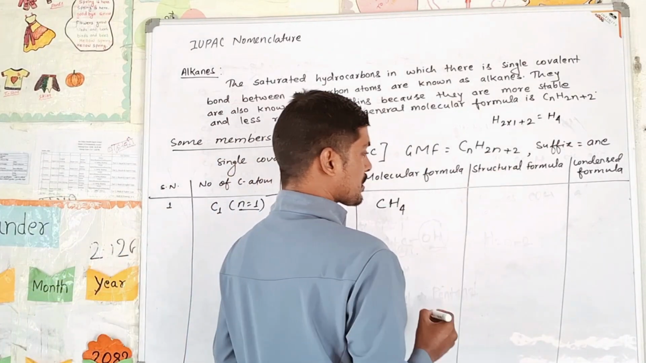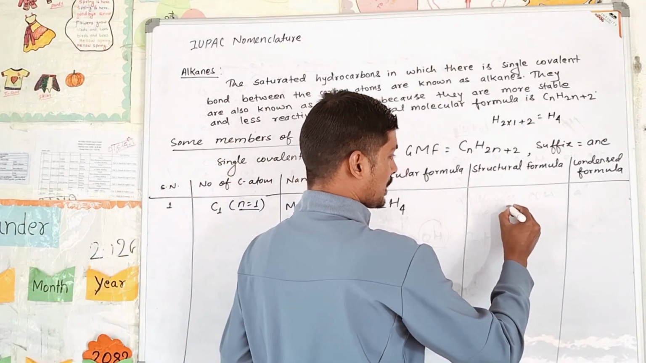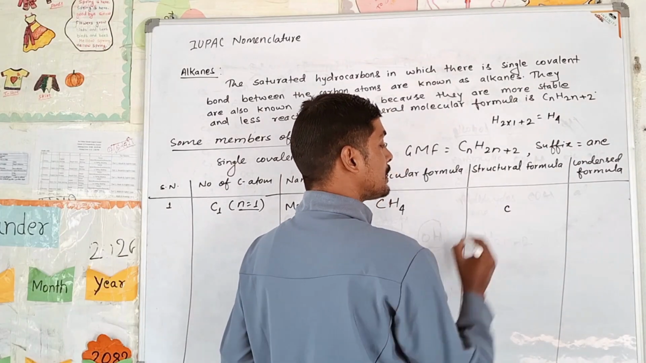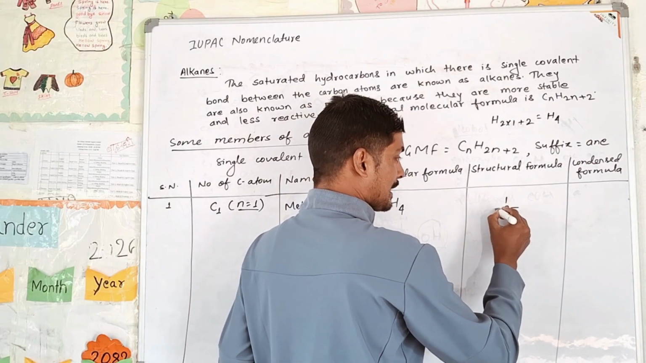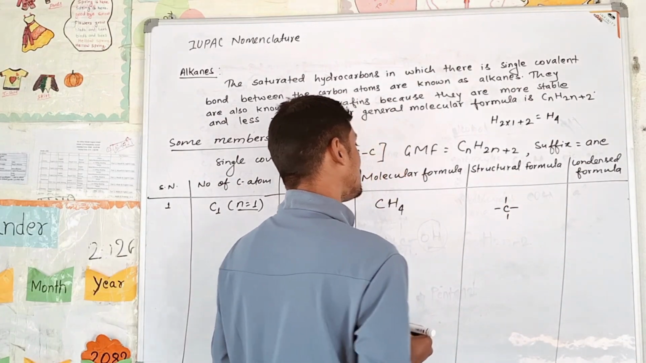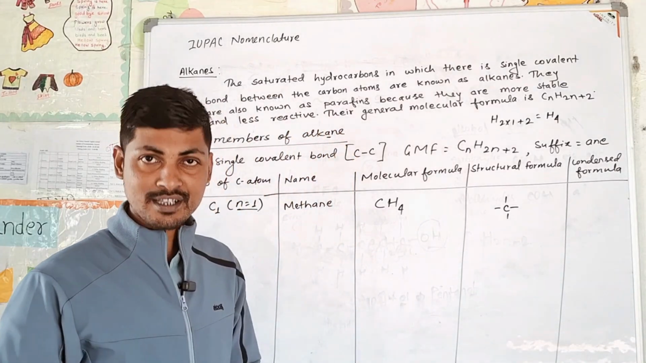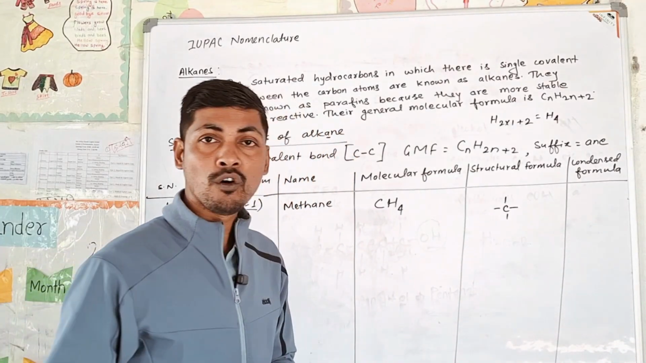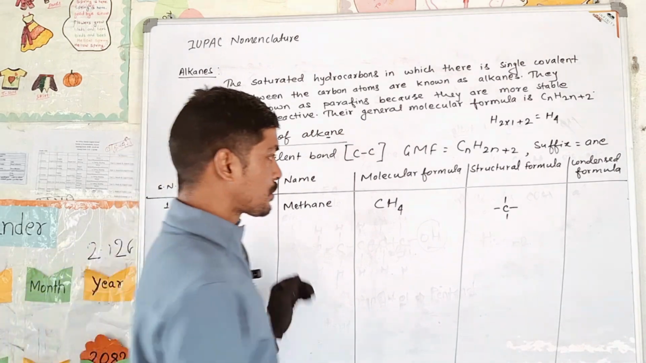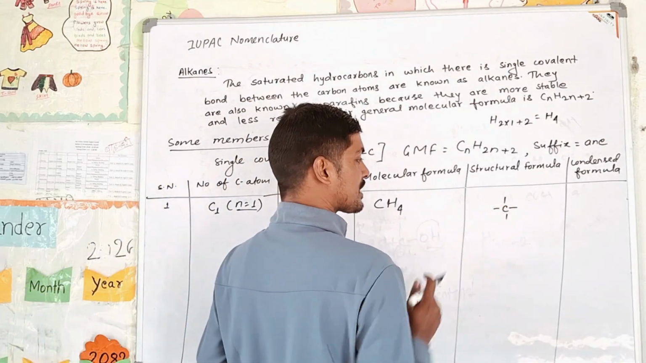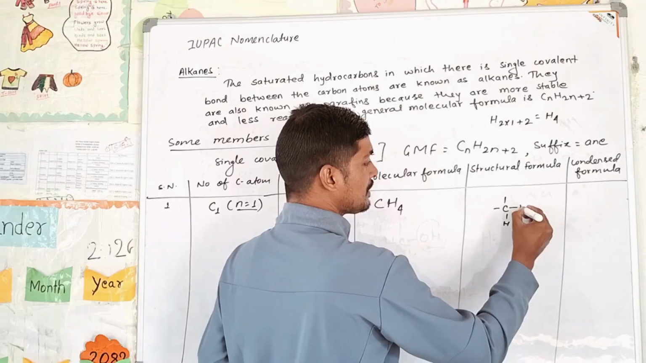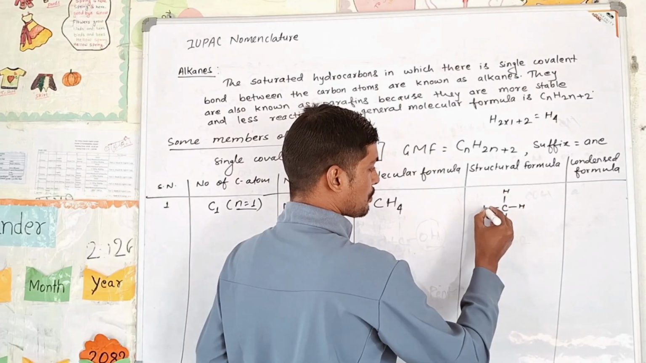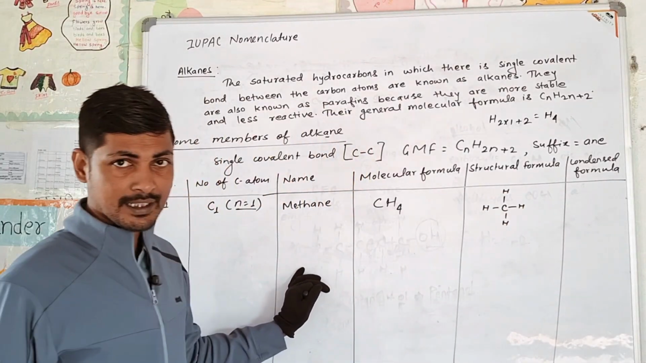After that, structural formula. There is one carbon, write this one carbon. And we know that carbon has tetravalency. It means its valency is 4, so it can form 4 covalent bonds. So you make 4 covalent bonds around this carbon and connect a hydrogen in each covalent bond. This is the structure of methane.